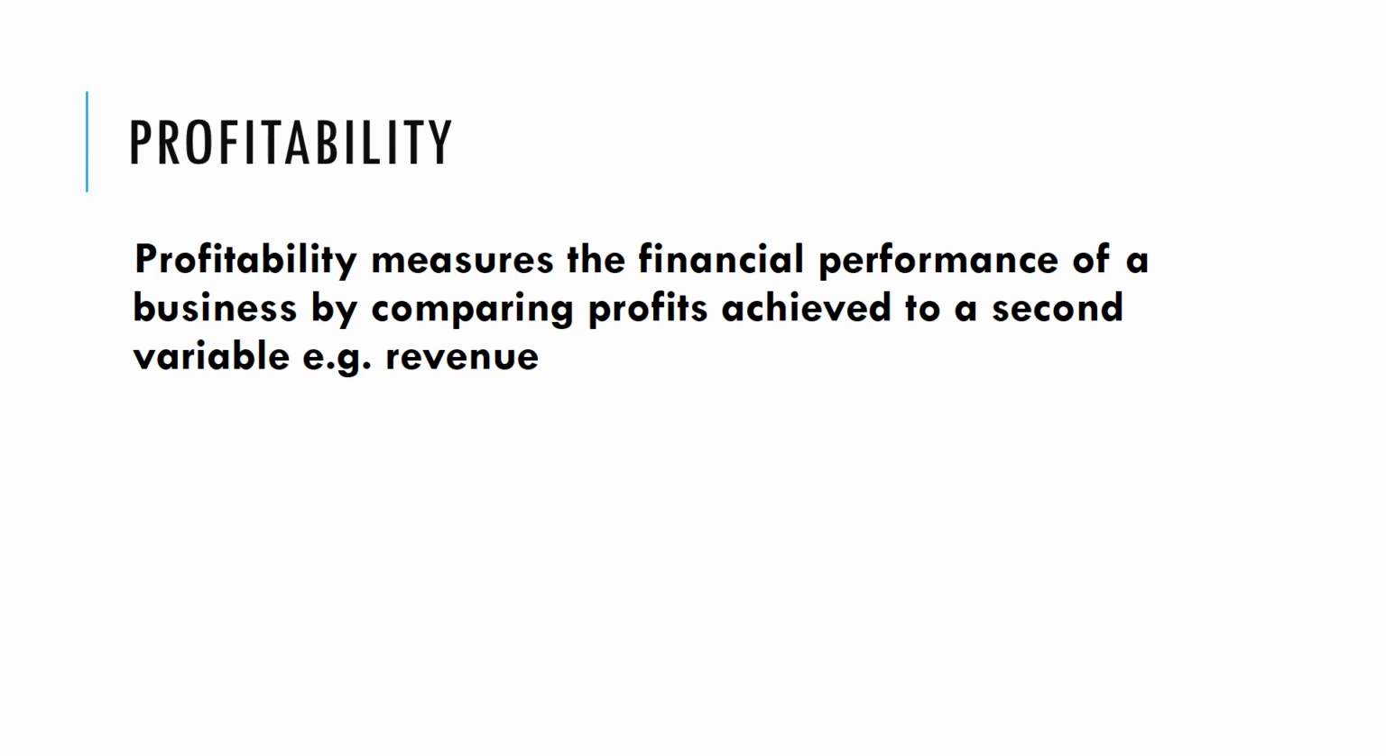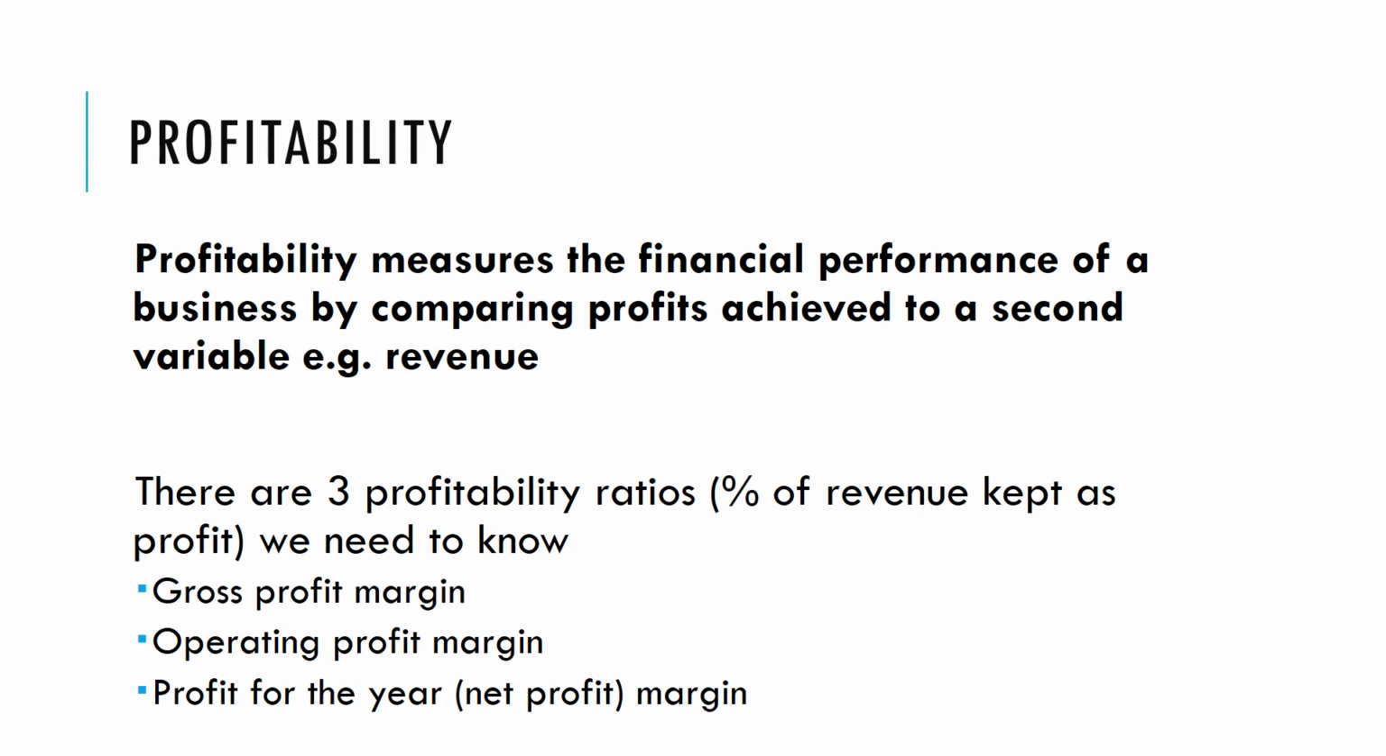So let's take this down in our notes. Profitability measures the financial performance of a business by comparing profits achieved to something else. For example, revenue. Comparing profits to revenue gives you an idea of how profitable the business is. And in business, we'd normally measure it by using three ratios, or coming up with three sort of percentage calculations. And these are gross profit margin, operating profit margin, and profit for the year, or net profit margin. And we need to know these three.